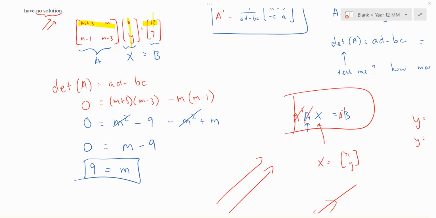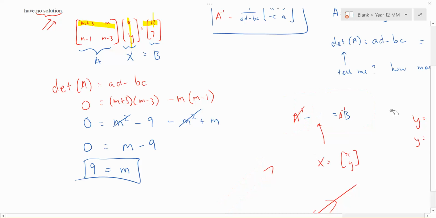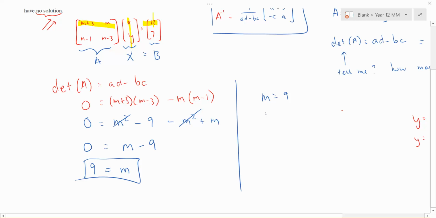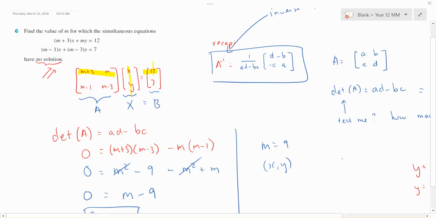You want to check the 2 lines. Are they parallel or are they the same line? That's the only way to find out. Because right now all you know is when m equals 9, you just can't find a coordinate of intersection. That's all you know. So the only way to prove it is to go back to your lines and say, all right, what if m was equal to 9?